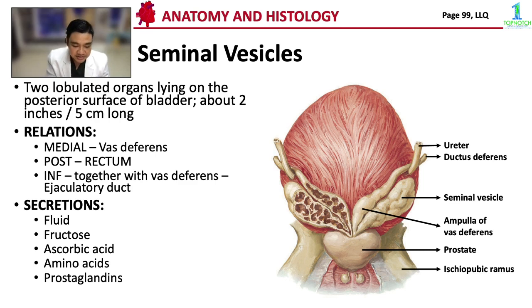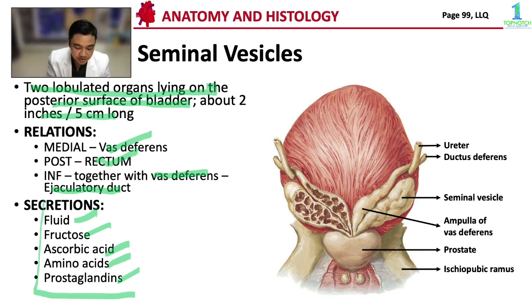The seminal vesicles are two lobulated organs lying on the posterior aspect of the bladder, about 2 inches or 5 centimeters long. Medially, the vas deferens can be found. Posteriorly, nandun ang rectum, and inferiorly, it is together with the vas deferens and the ejaculatory duct. Its secretions include fluid, fructose, ascorbic acid, amino acid, prostaglandins. So what do you notice with its secretions? These are components that actually for support or for nutrition of the sperm, di ba? Kasi mahaba-haba pa yung ita-travel ng sperm natin for fertilization to occur.